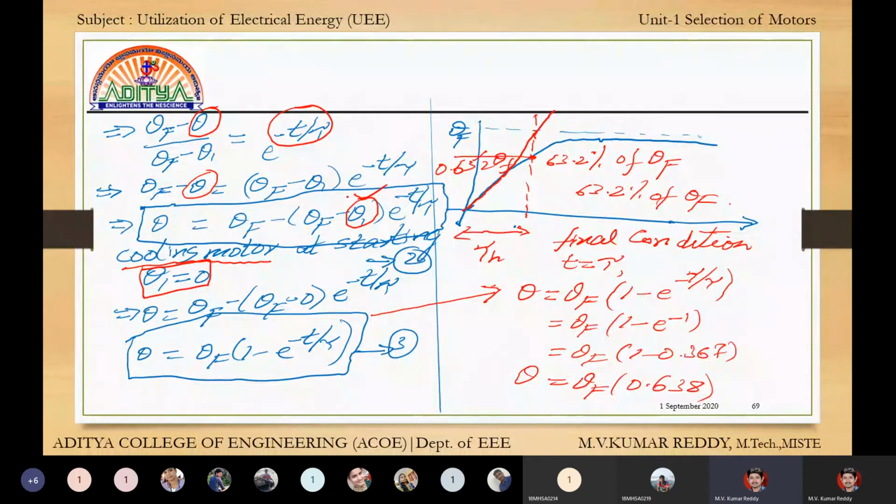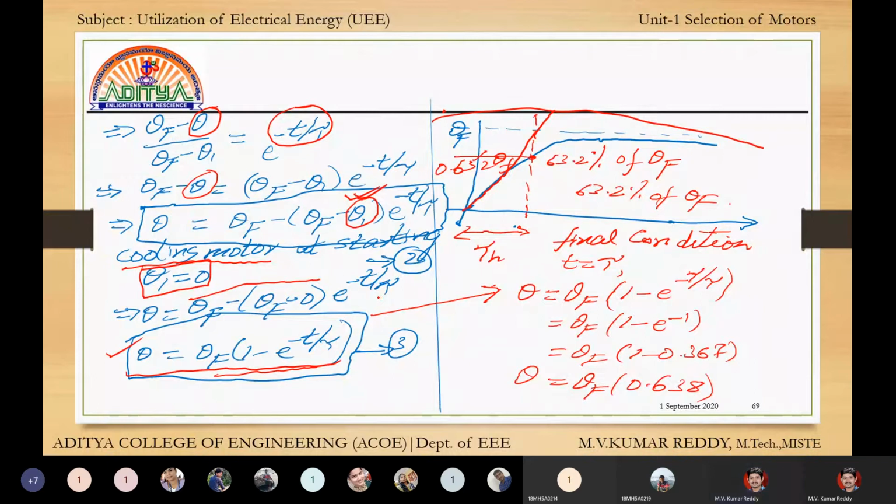Put theta 1 is equal to 0 in this expression. Then theta is equal to theta f minus 0. That is the equation: theta is equal to theta f into 1 minus e power minus t by tau. This is the standard equation. Now a graph is drawn for this equation.